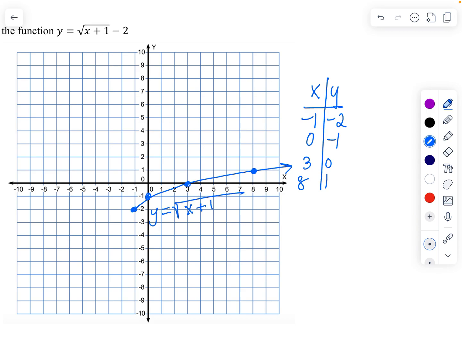And a question on the Regents like this might just ask what the transformation was in addition to having you graph it. So you would just say it was a shift left once and down 2. And as you can see, that's what happened, because if you start here, we went 1 left and we went down 2. It moved from its original parent endpoint.